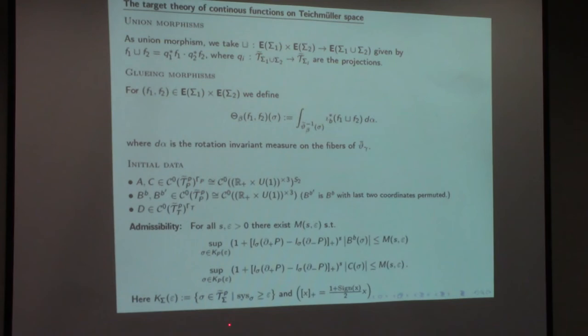And this is for all s bigger than zero, so for all powers. And the same thing for C, like this. This plus guy is the positive part of this difference. So it's zero if this difference is negative, and it is equal to this difference if the difference is positive. This here is the precise analytic estimate that these two functions, B and C, have to satisfy. A and D, there are absolutely no constraints; they can be arbitrary. And so the theorem is that if you have initial data that satisfies these constraints, you can run geometric recursion for the Teichmuller space, and you will get a continuous function on Teichmuller space of all surfaces that is mapping class group invariant.